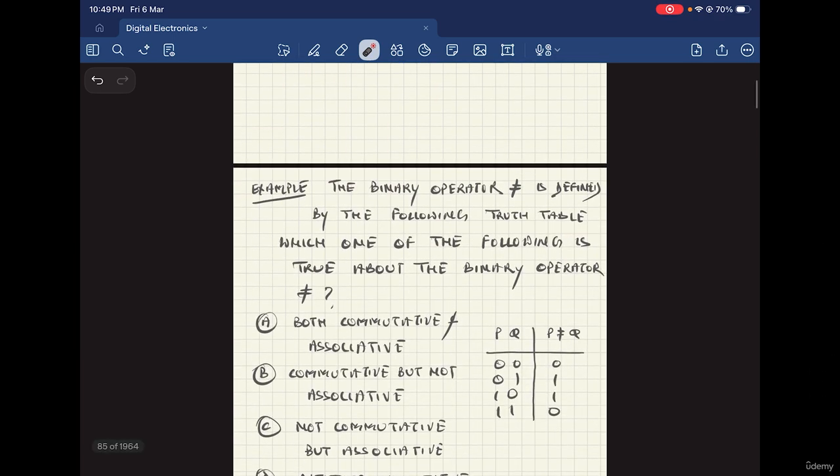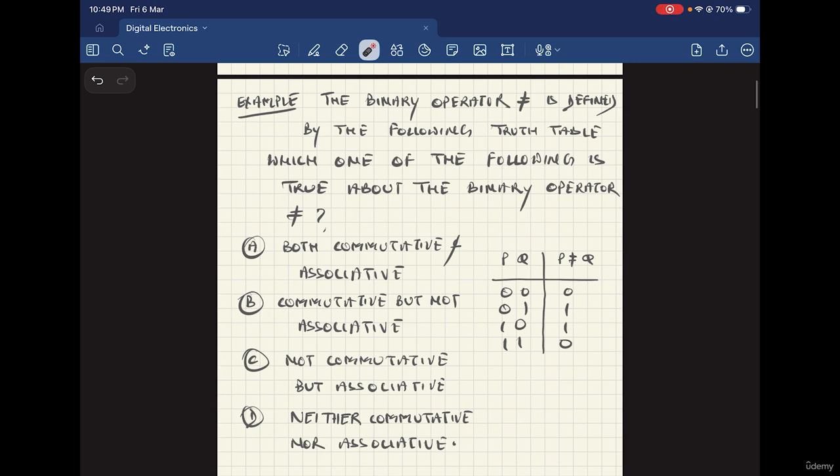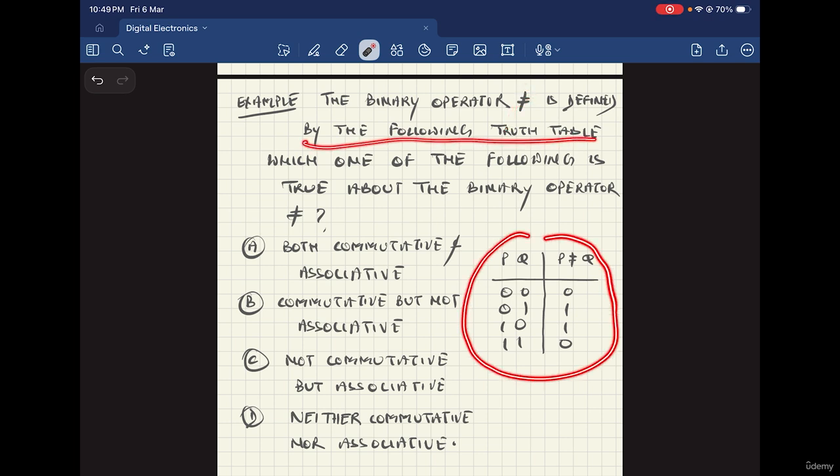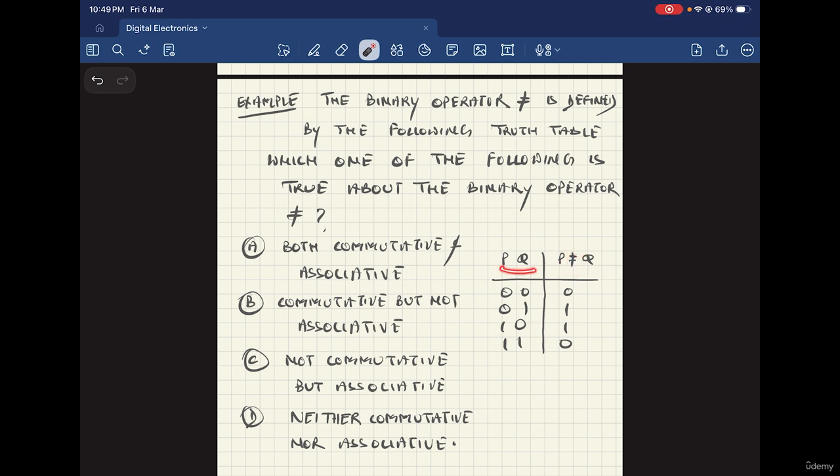Moving ahead, one example I have taken here, so just apply it. The binary operator not equal to is defined by the following truth table. This is the truth table in which they are defining this operator. P and Q are the inputs, 0 0, 0 1, 1 0, 1 1, and P not equal to Q they are defining as 0, 1, 1, 0. Basically, it looks like an XOR, no? XOR operator, right? Which one of the following is true about the binary operator not equal to?